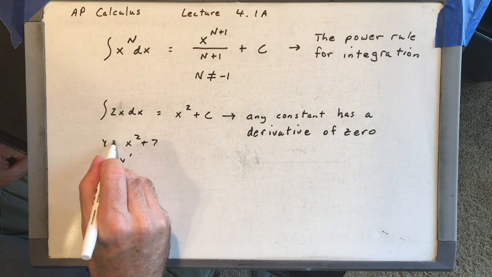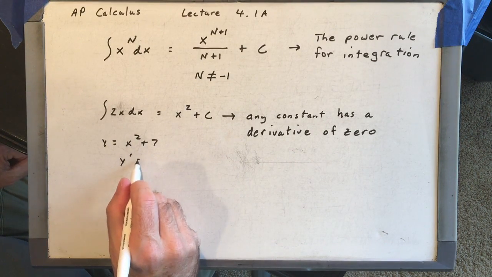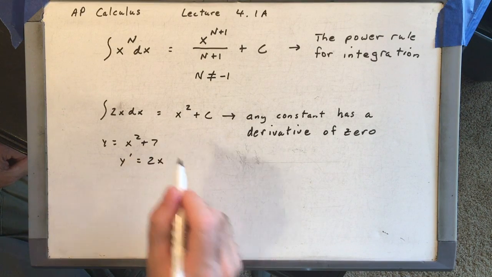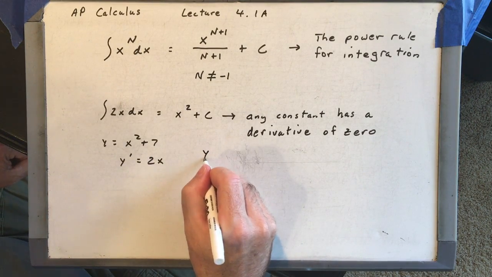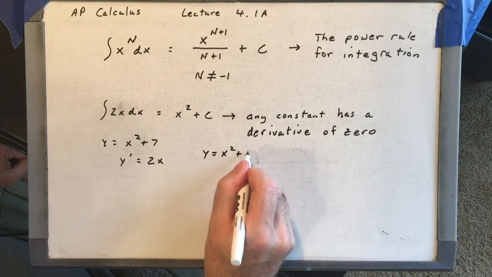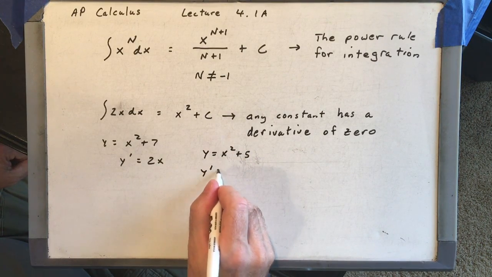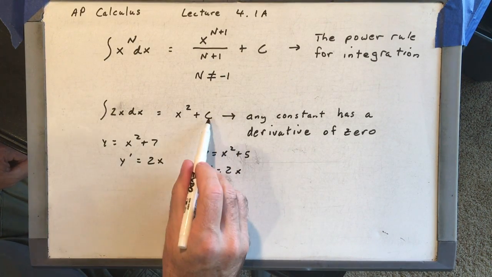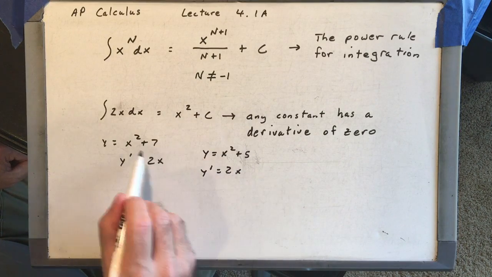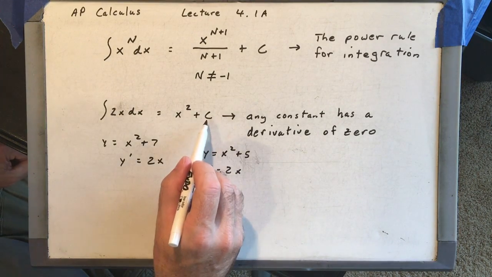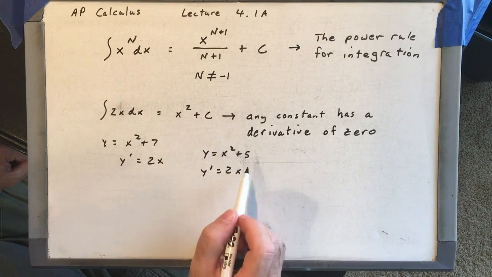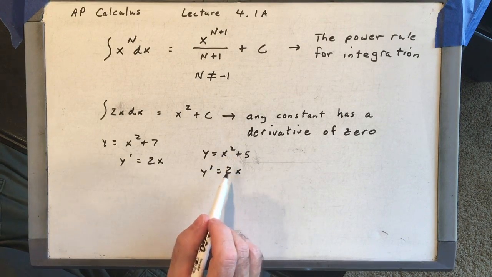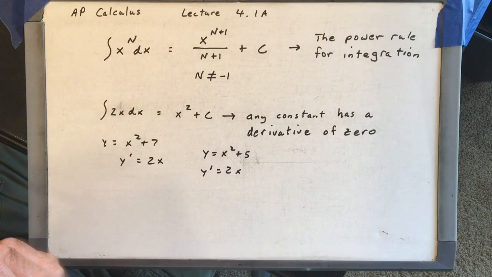Okay, so if we were to take, let's say we had y equals x squared plus 7. Y prime is going to be just 2x, right? Doesn't matter that there's a 7. Let's say we have y is equal to x squared plus 5. Y prime is still going to be 2x. So you have to put the c for constant because it could be anything, any number without a variable in it, and the derivative is going to be 0. So that's what the c stands for.